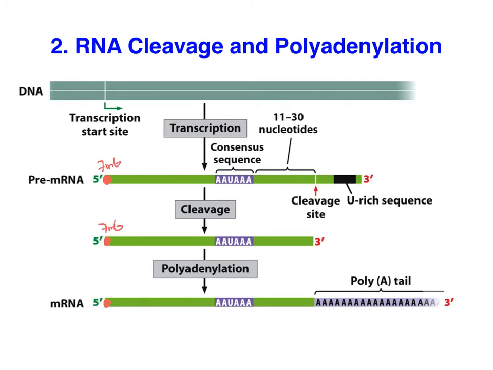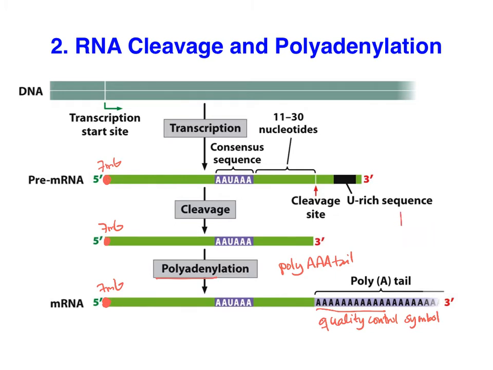Once the mRNA has been cleaved, it's ready for the next step, that is polyadenylation. So there'll be another enzyme here that will add a poly-A tail, which you can see is just a chain of A bases, adenines. So we're adding a poly-A tail, and just like this 5' cap, this poly-A tail is a quality control symbol.